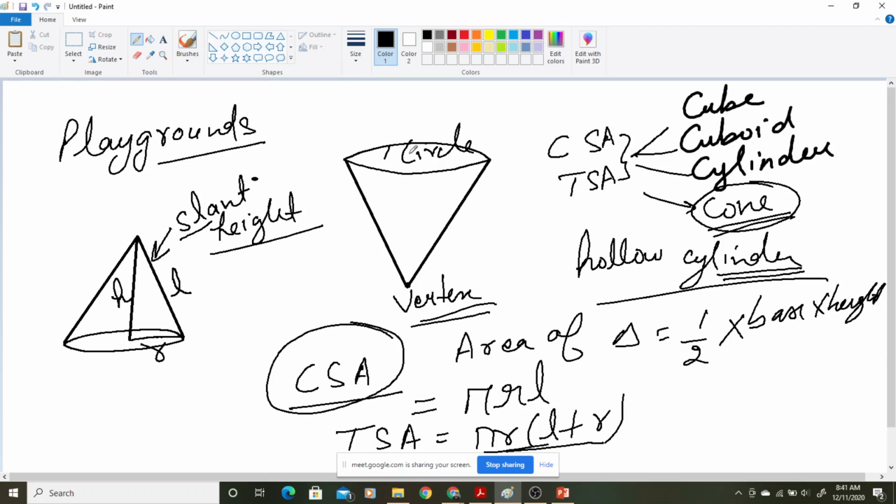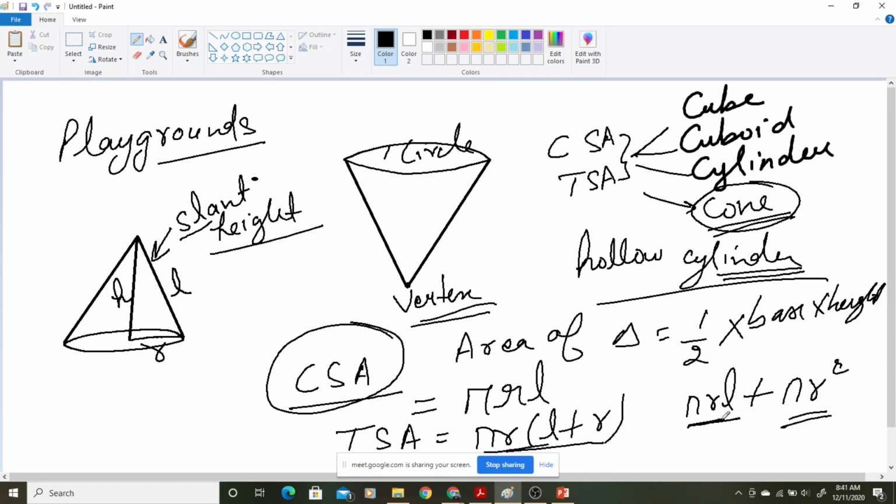What I will be including is this circle, na? The area of this circle. So that means it will be pi r L, this is CSA, plus pi r square. This pi r square is what? This is the area of the circle. This bottom area, the area of the circle, it is pi r square.